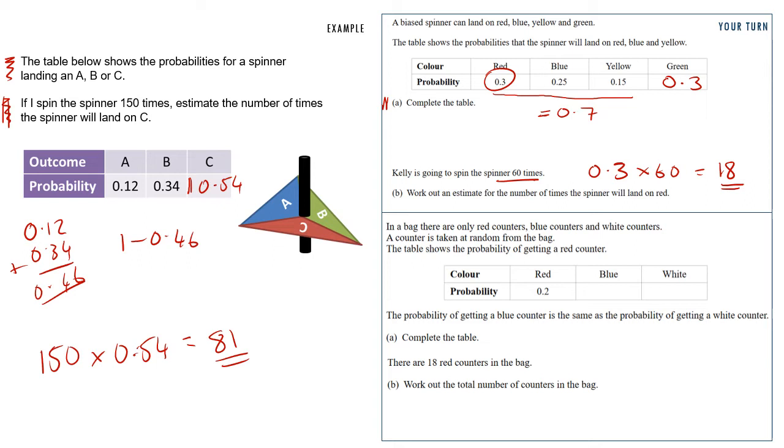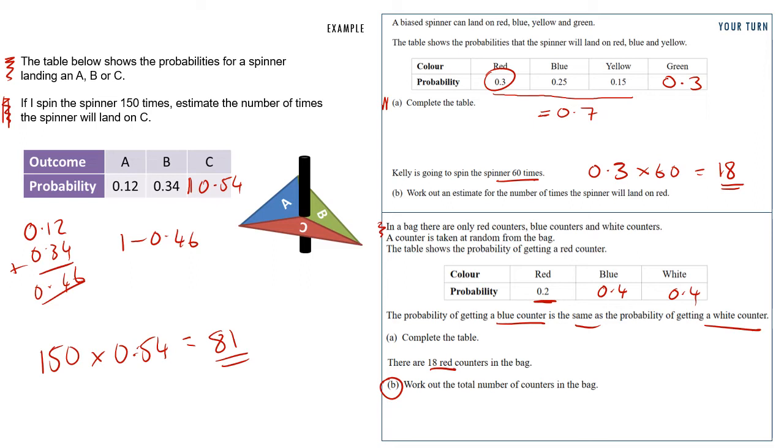In the second question, we've got red, blue and white counters. So they're mutually exclusive events and they're exhaustive. It can't be anything else. So the probability of getting a blue counter is the same as that for getting a white. So for red, it's 0.2. That leaves us 0.8 split between blue and white. So 0.4 for each. The second part of this question is a little bit tricky.